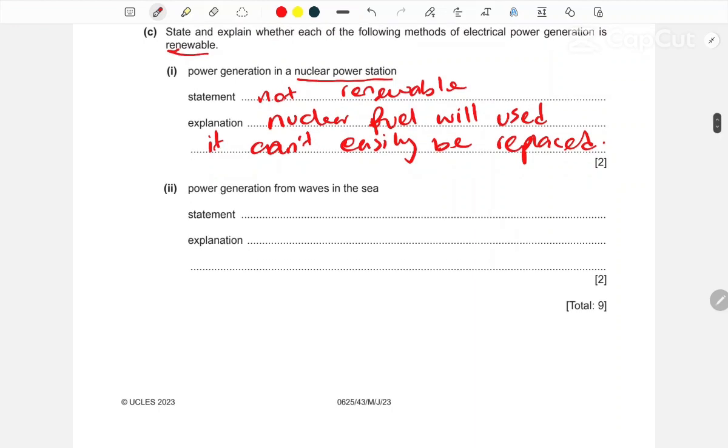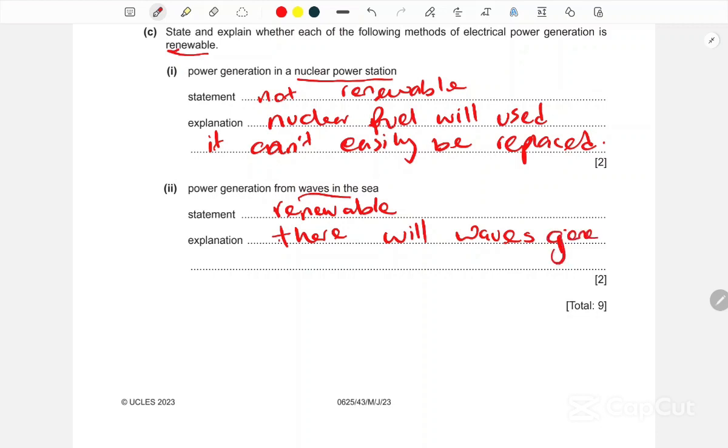And the second one is power generation from waves in a sea. So this is definitely renewable because there's going to be multiple waves coming at the power generation. So the explanation could be there will be more waves generated. It's a natural process. So that's our answer.